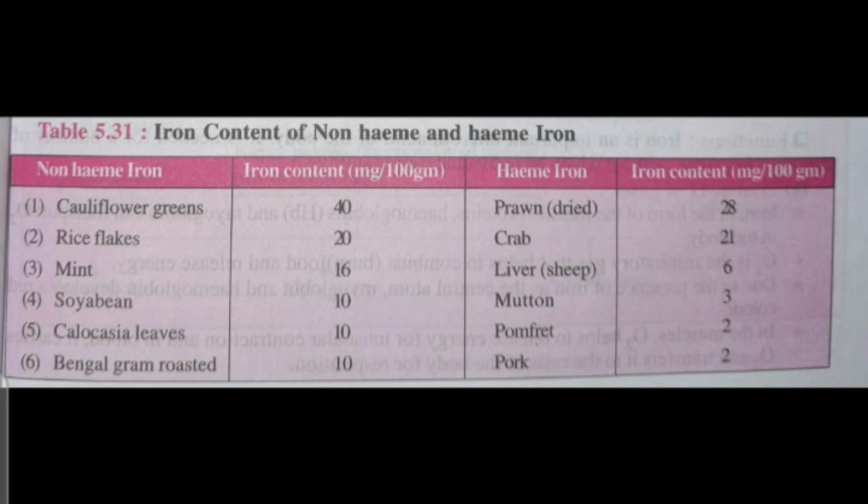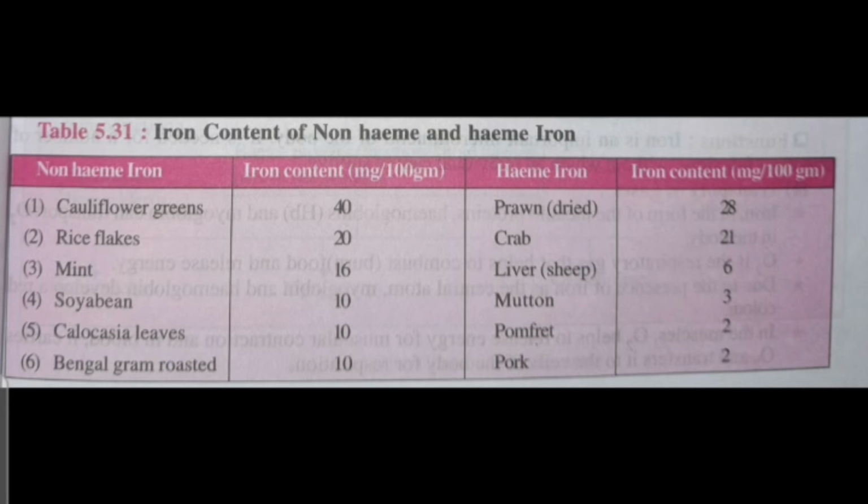The next ones here: the cauliflower greens is 40 mg per 100 gram, rice flakes 20 mg per 100 gram, mint 16 mg per 100 gram, soybean 10 mg per 100 gram. Cassia leaves, 10 mg per 100 gram. The roasted Bengal gram, 10 mg per 100 gram. These all are the examples of the non-heme iron.